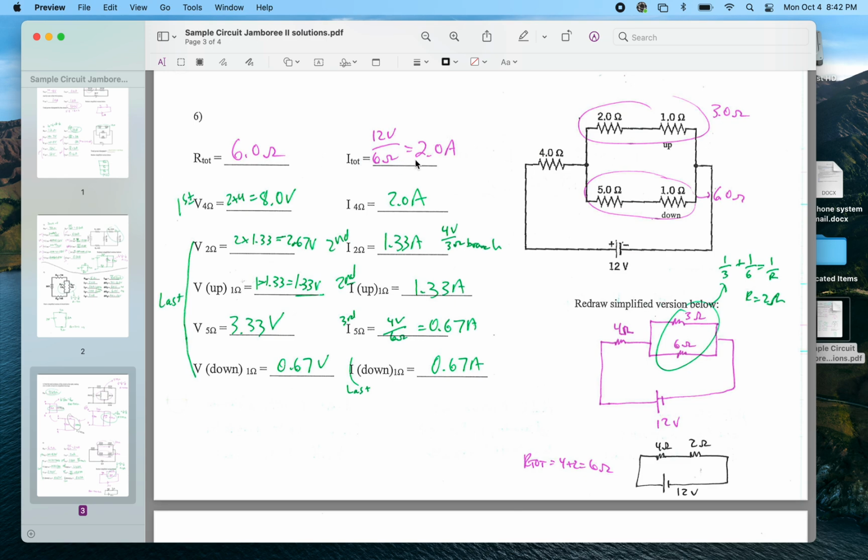V divided by R, 12 volts divided by 6 equals 2 amps. I'm doing this first. So the V across the 4 ohm is 2 amps times 4 ohms is 8 volts. The current through that would be still 2 amps.